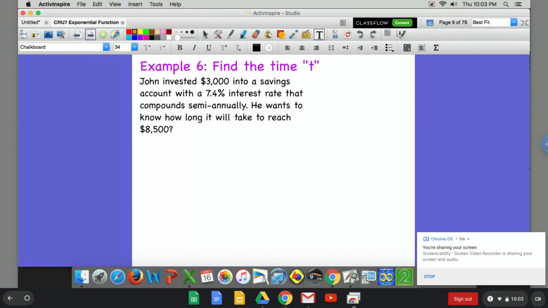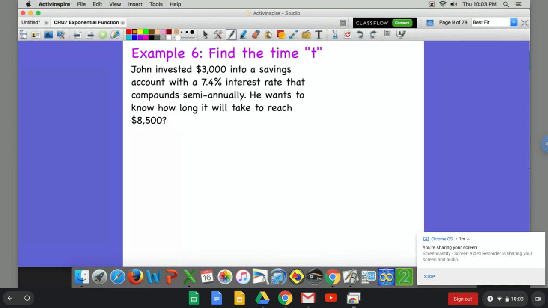So John invested $3,000 into a savings account with a 7.4% interest rate that compounds semi-annually. He wants to know how long it will take to reach 8,500. So once again, let's go ahead and label everything, see what we got. So we know our A is 8,500 because he wants to know how long it will take to reach his goal of 8,500. So that's the total amount that he wants at the end. So that's our A. Our P, remember, is always our initial investment, and that says right there he invested 3,000.